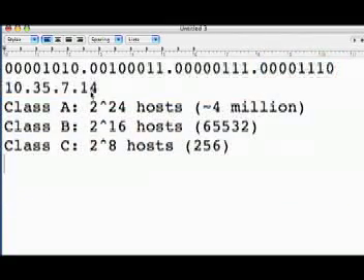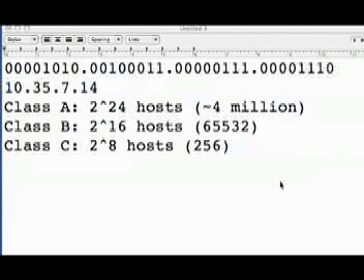So we have 2 to the 24th power hosts, roughly 16 million for Class A, 2 to the 16th power hosts, or 65,532 for Class B, 2 to the 8th, or 256 for Class C. Or rather, that's not really hosts, it's IP addresses. We'll talk about that. Okay.